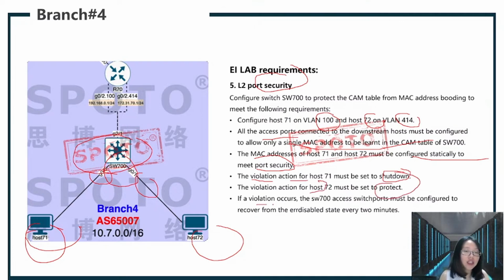If a violation occurs, the access switch port must be configured to recover from the error-disabled state every 2 minutes. Okay, so this question mainly tests the security policy of the access switch.